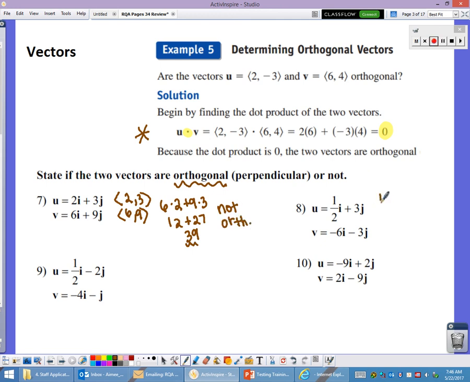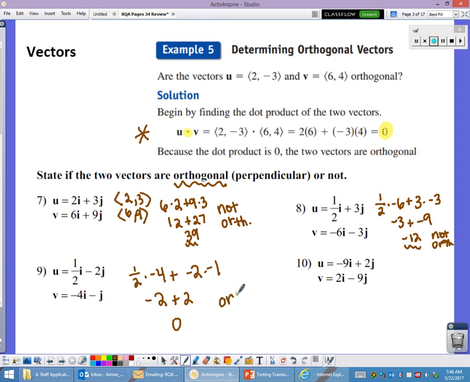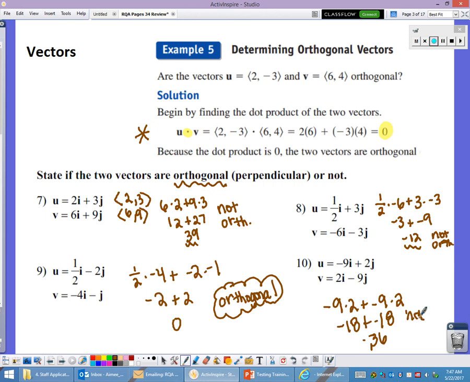I'm going to abbreviate. So over here I would do half times negative 6 plus 3 times negative 3. That would give me negative 3 plus negative 9, and so therefore these are not orthogonal either. Down here I'd have half of negative 4 plus negative 2 times negative 1. Oops. Which would give me negative 2 plus 2, which would be 0. So these would be orthogonal. And finally, negative 9 times 2 plus negative 9 times 2, which would give me negative 18 plus negative 18. So therefore negative 36, and these are not orthogonal. Okay, so the only one that is orthogonal in this case is number 9, because my dot product is 0.